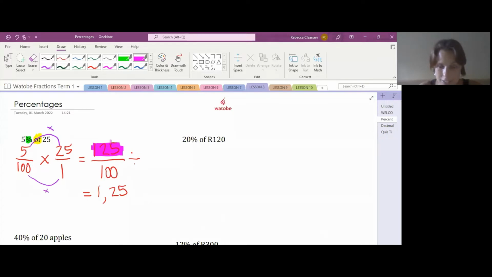I first said how many times can 125 go into... I found the number that can go into both of them. It was 4. I said 25 divided by 100 and then it was 4, and then I said 25 and it was 1. And then I said 5 over 4 times 1 over 1. 5 over 1 times 4 over 1. And then my answer was 1 and 1 over 4.